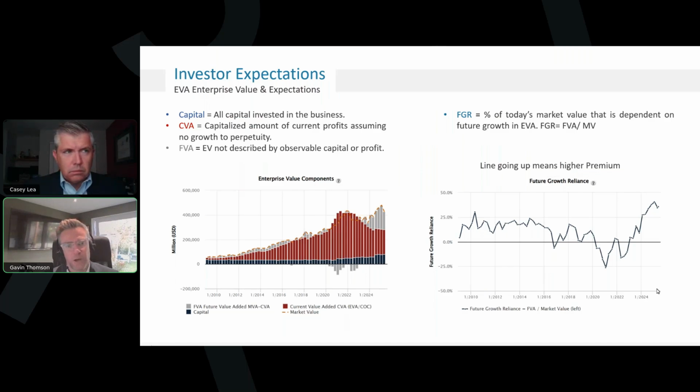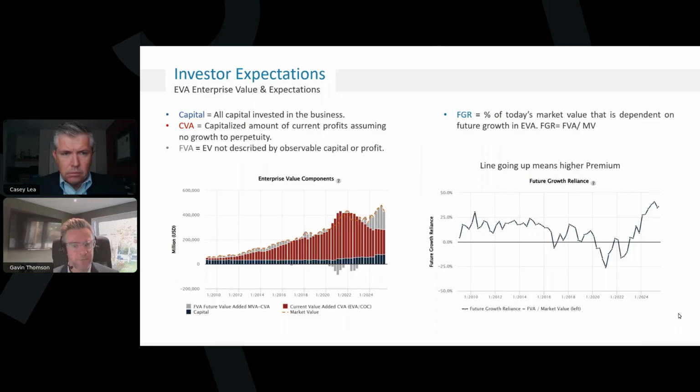Then if we look at the red bars, we call that CVA, or current value added, and that's today's dollars of EVA divided by the cost of capital. Think of that as like the retained earnings story. So if I said the blue is what you own, the red is kind of what you earn off of your capital base. If you added the blue and the red together, you'd come up with a franchise value.